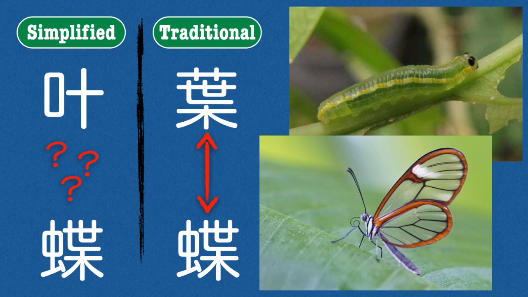But the connections we're looking at here have become invisible in modern simplified Chinese. The character for the leaf was reformed, but the character for the butterfly was not. In theory, simplified Chinese could have the same arbitrary symbol for a leaf, replacing the ancient symbol in all characters, such as this example meaning butterfly. But it doesn't.